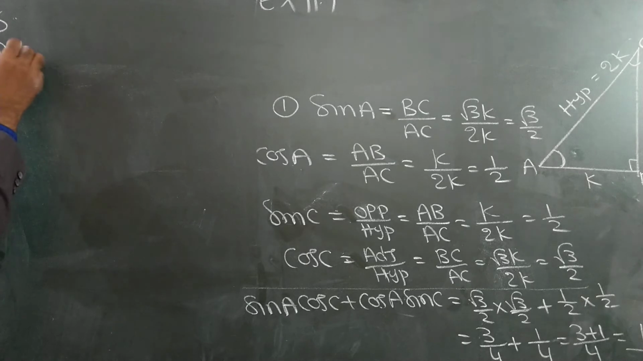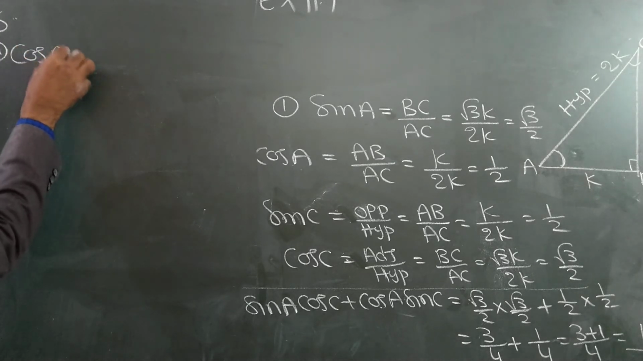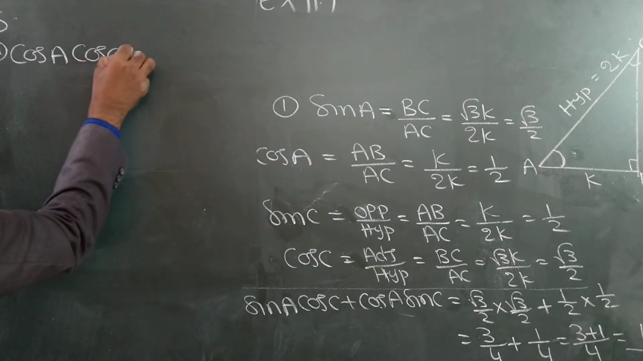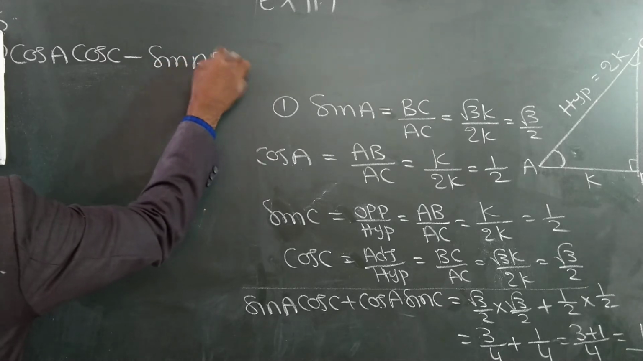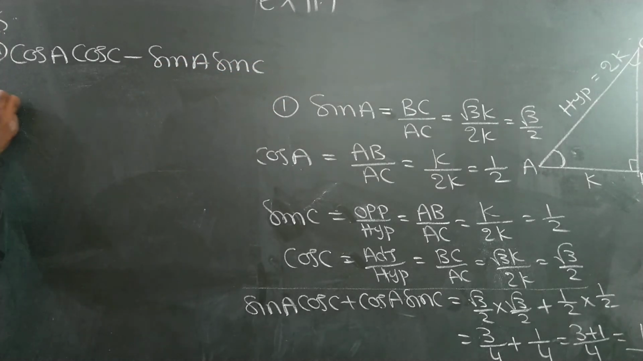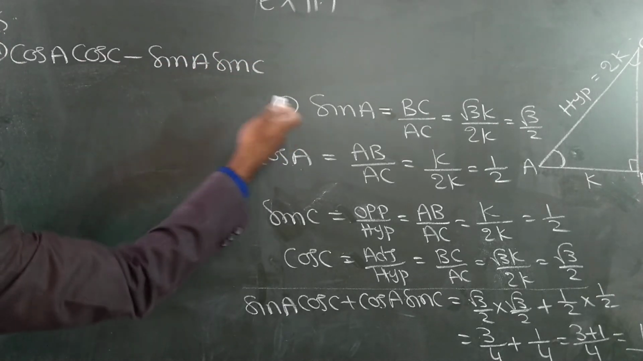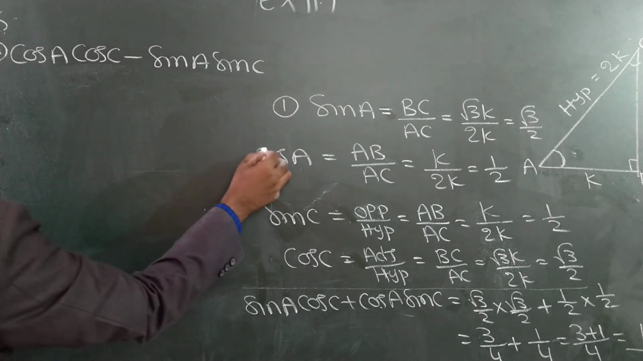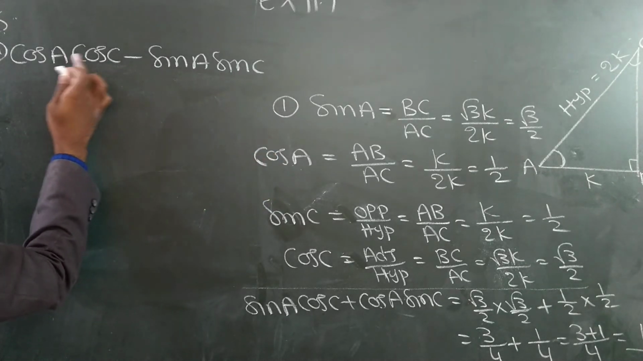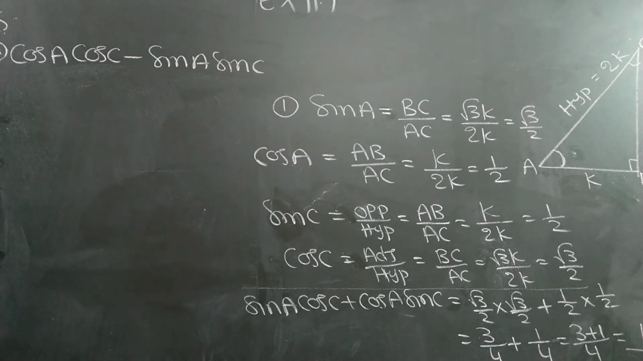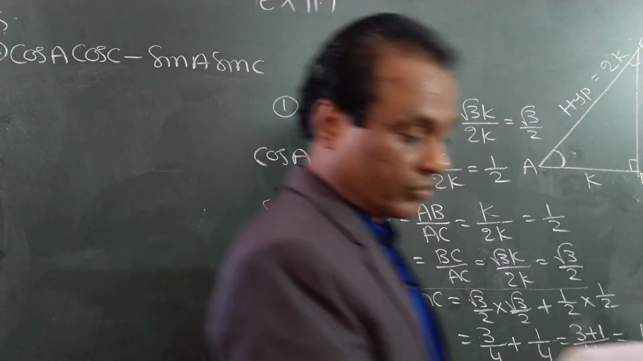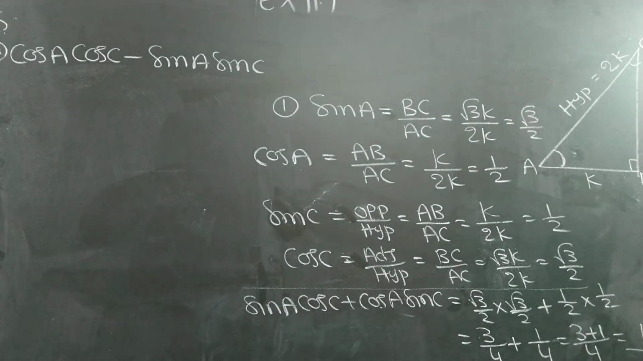The second question is also asked in this. Substitute the values. All the values we know, you substitute here. What is the relation? Cos A cos C means cos A into cos C. That is multiplication. Substitute the values and get the answer.